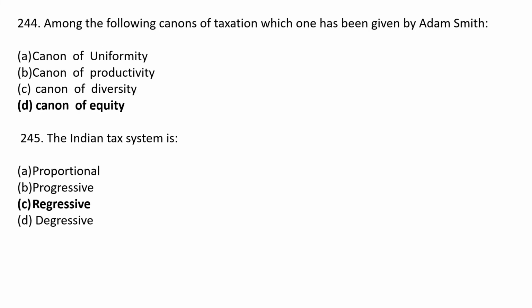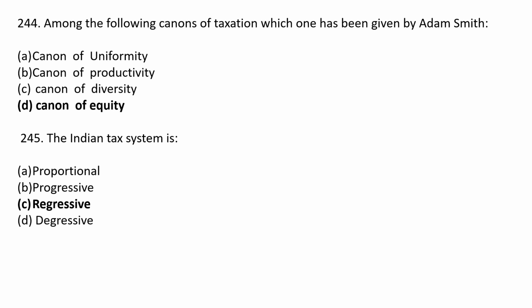Among the following canons of taxes, which one has been given by Adam Smith? Option A canon of uniformity, option B canon of productivity, option C canon of diversity, option D canon of equity. The correct answer is option D canon of equity. Among the following canons of taxation, canon of equity is given by Adam Smith.